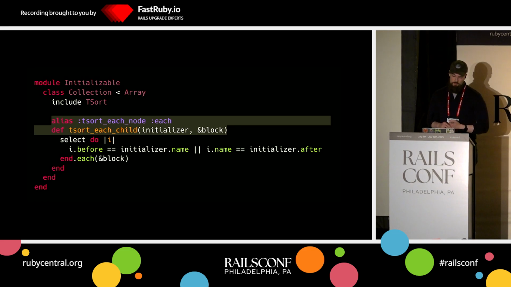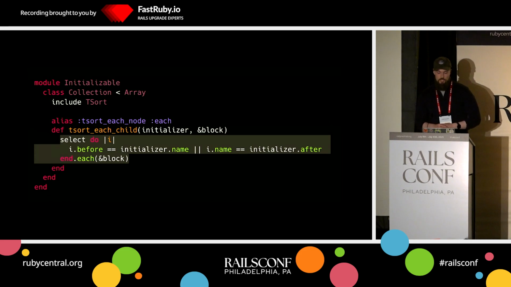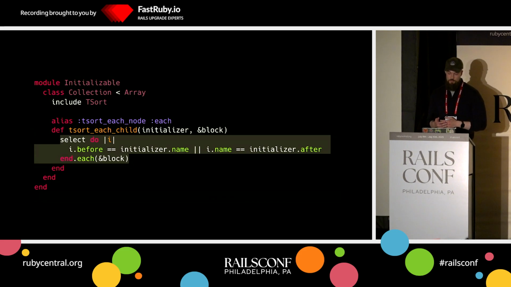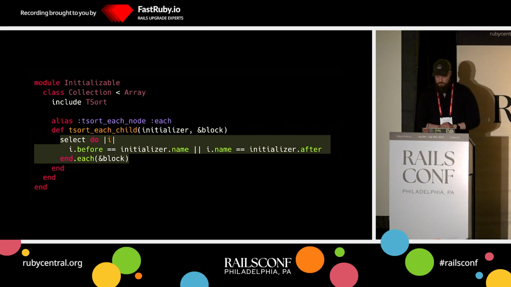Each node is an element in the array, and since we're extending Array, we can just alias the each method here. Each child is an element that runs in the array before a node initializer, or any element who is supposed to run after a node initializer. Now, I don't know about you, but that is pretty confusing, so let's look at an example.